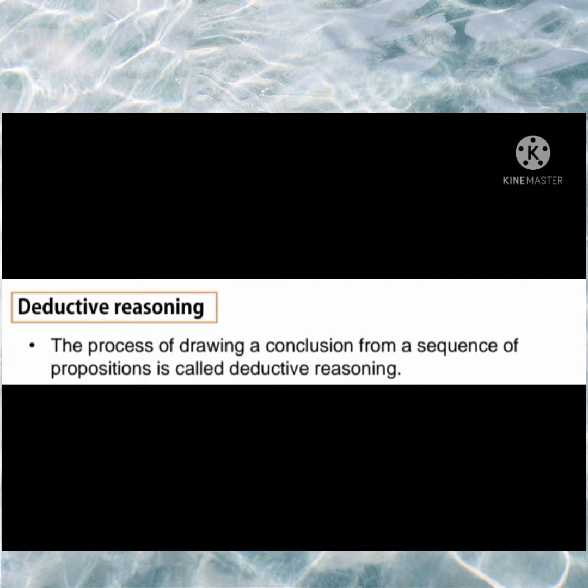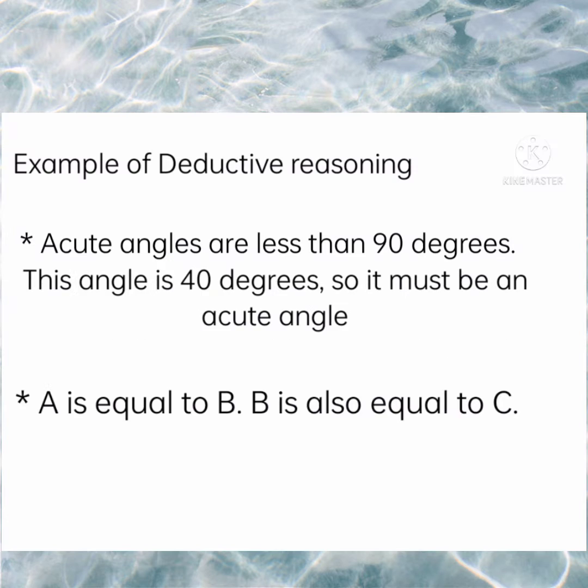Deductive reasoning. The process of drawing a conclusion from a sequence of propositions is called deductive reasoning. Example of deductive reasoning: acute angles are less than 90 degrees. This angle is 40 degrees. It must be an acute angle. Another: A is equal to B. B is also equal to C.